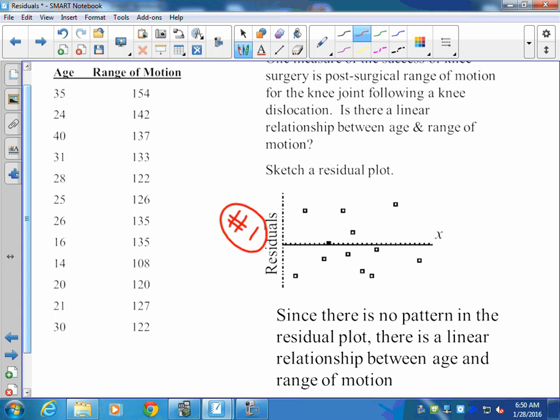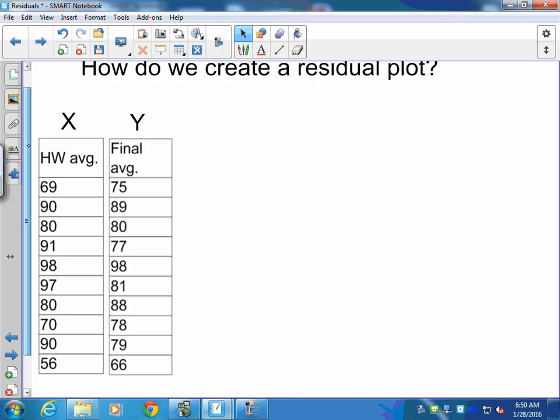Okay, so we know that there is a linear relationship between the age of the individual and their post-surgery range of motion. Remember, your residual plot is the number one thing that we look at for the relationship overall. So now, how do we create a residual plot?